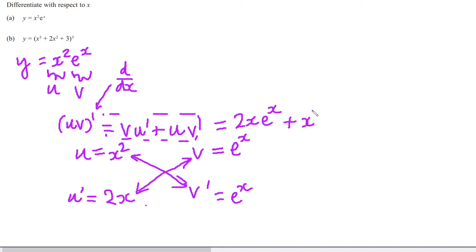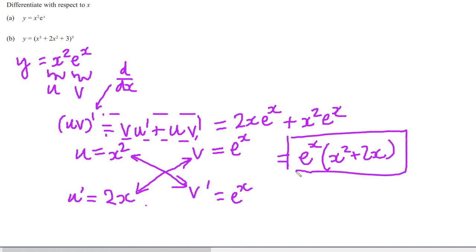Plus x squared e to the x. Or if you would prefer to write it in a simplified form, it is equal to e to the x, x squared plus 2x. And that's our answer for part A. Now let's move on to part B.